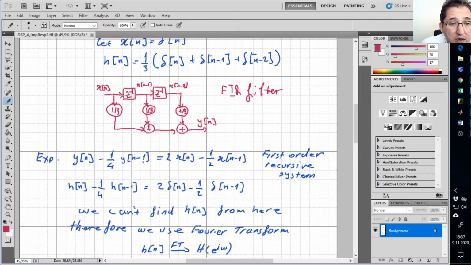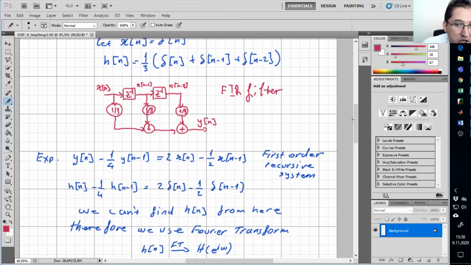To obtain the impulse response of the system, we apply the delta[n] function as an input. Let's put here delta[n] for x[n] and delta[n-1] for x[n-1]. Then the output y[n] will be h[n], and y[n-1] will be h[n-1]. But we can't obtain h[n] from here because there is an additional term, h[n-1].